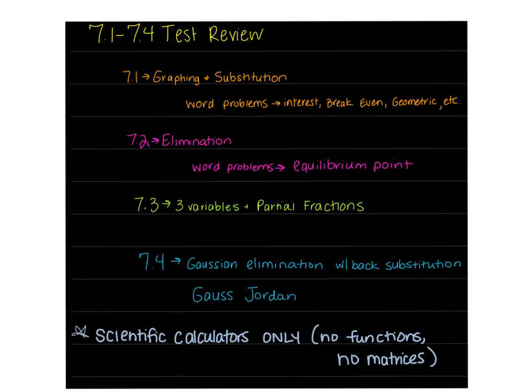Your test review is basically what was on your quiz, which I'll give back to you tomorrow. 7-1, 7-2, 7-3. 7-1 is graphing and substitution. The word problems included interest, break even, and that's the one where you always round up your units, right? So if it said you needed to make 72.1 units, then your answer would be 73. You can't make less than, even if it would make sense to round down. Geometric, perimeter, area, that kind of stuff, and anything like that. Selling tickets, having money, anything where you can create a system. And graphing could be, and so could the substitution.